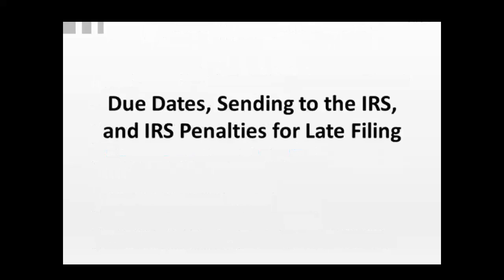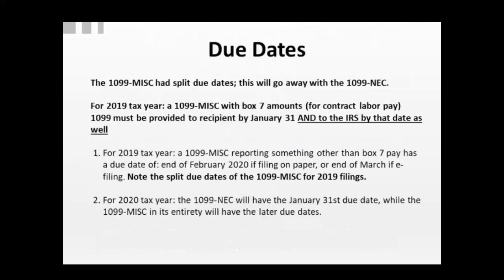All right, let's talk about due dates and sending these forms to the IRS and the penalties for late filing. So the 1099 miscellaneous had split due dates. If you were reporting box 7 contract labor pay on the 1099 miscellaneous, the due date was January 31st for providing the form to the IRS and the recipient.